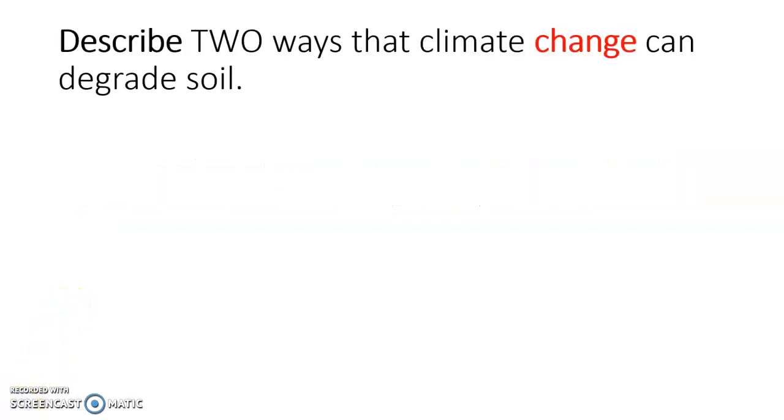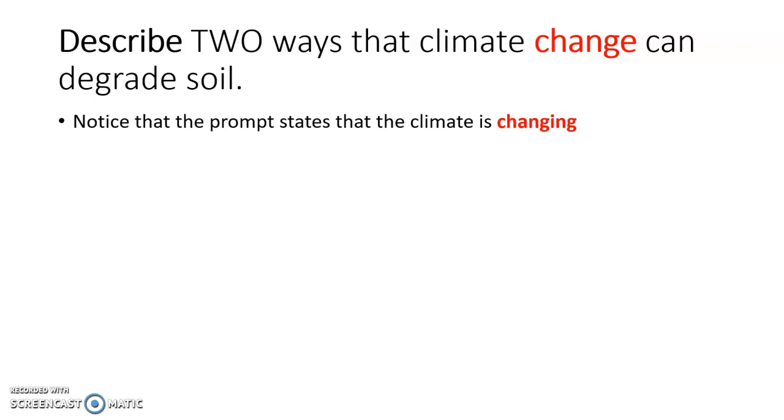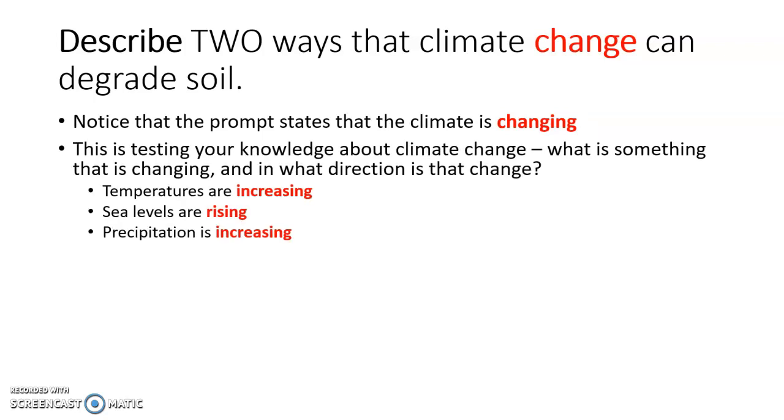Next example, we see this is on that same FRQ. It now asks for describing 2 ways that climate change can degrade soil. Here notice the prompt is saying that the climate is changing. So it's testing your knowledge about climate change. What do you know about something that is changing in regards to climate change? So we know temperatures are increasing, sea levels are rising, precipitation might be increasing or decreasing depending on the location.